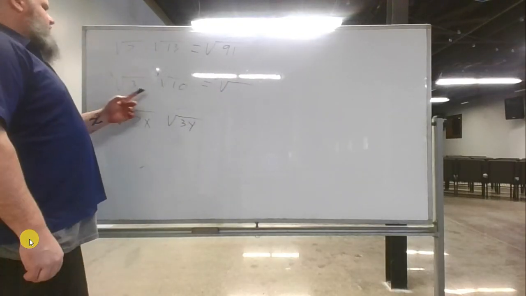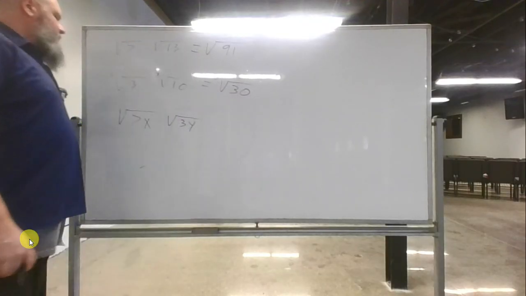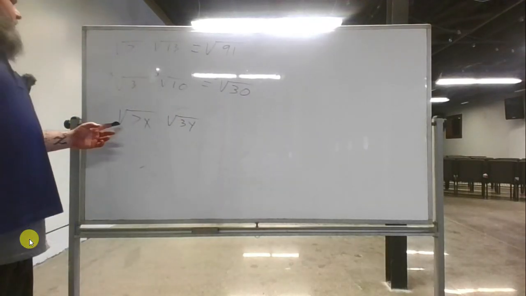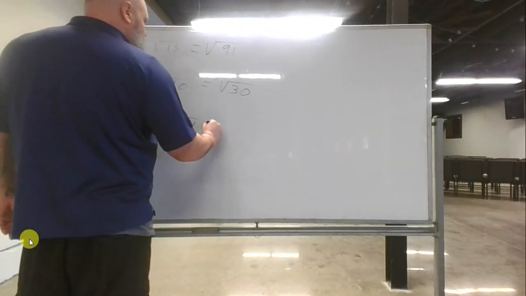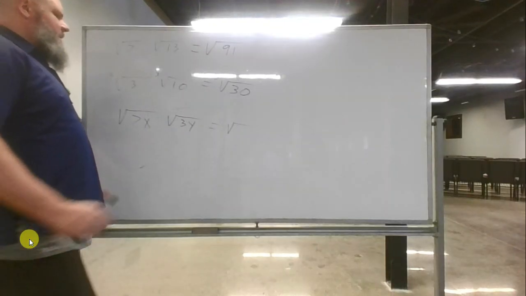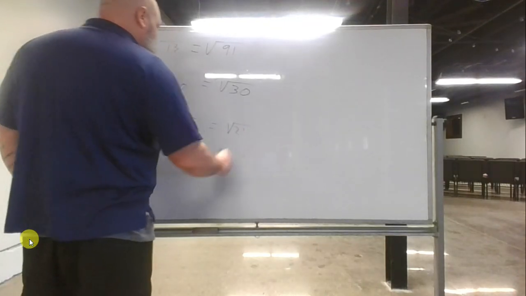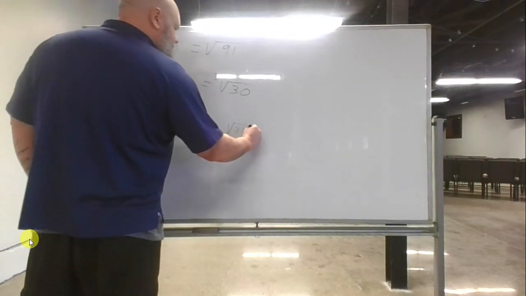Got one more dealing with some variables. Square root of 7x times the square root of 3y. Well, again, we're going to keep the square root and multiply the contents. 7 times 3 is 21. Then an x and a y. So that's all you have to do for those. Pretty simple, pretty straightforward. Just multiply the contents.